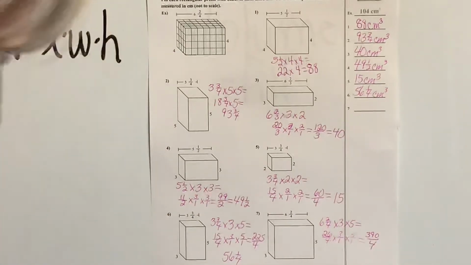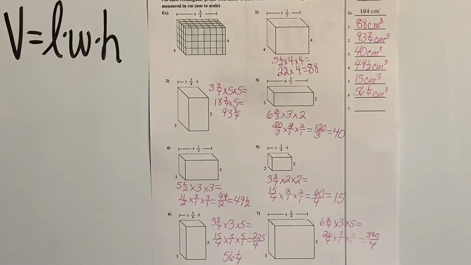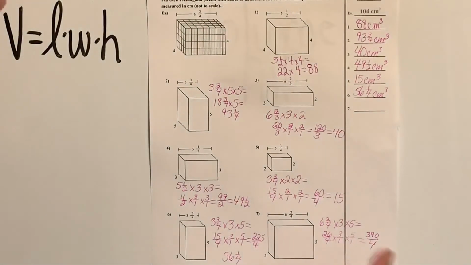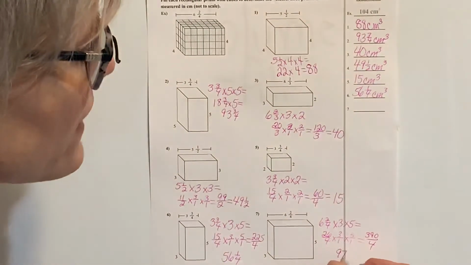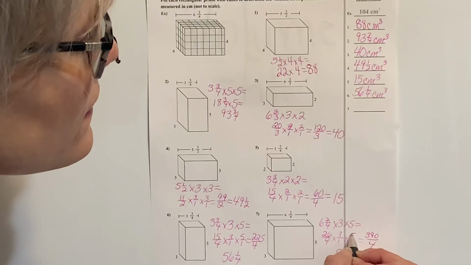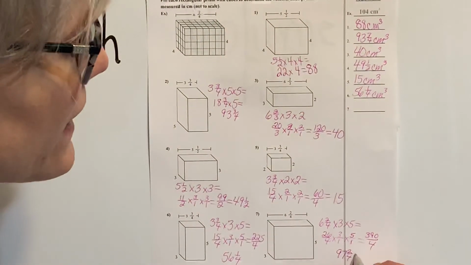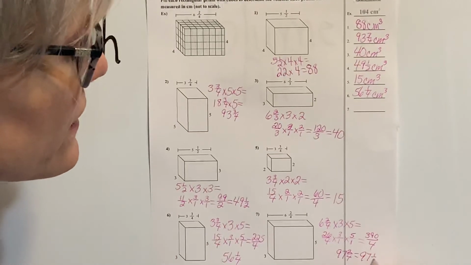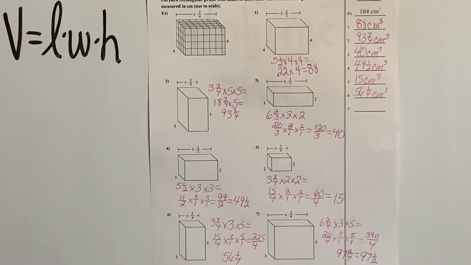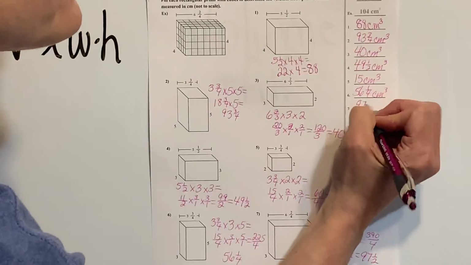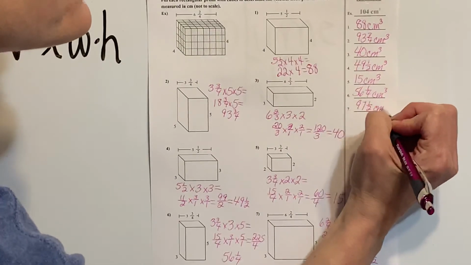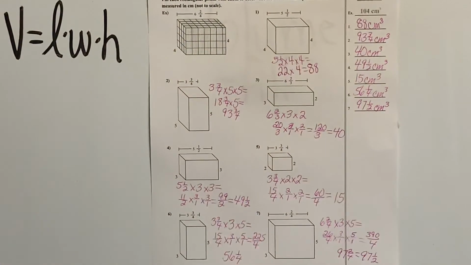And we have 390/4. So when we divide 390 divided by 4, we get 97 2/4. That can be reduced to 97 1/2. So we've got 97 1/2 centimeters cubed.